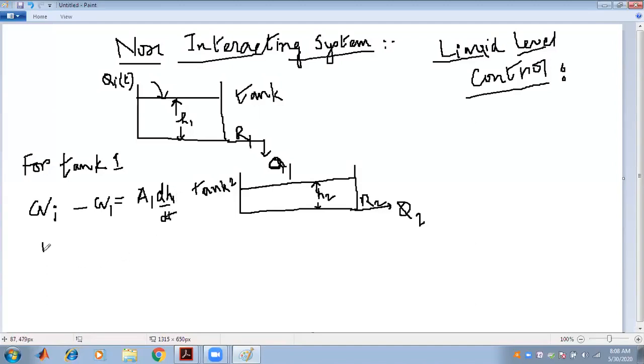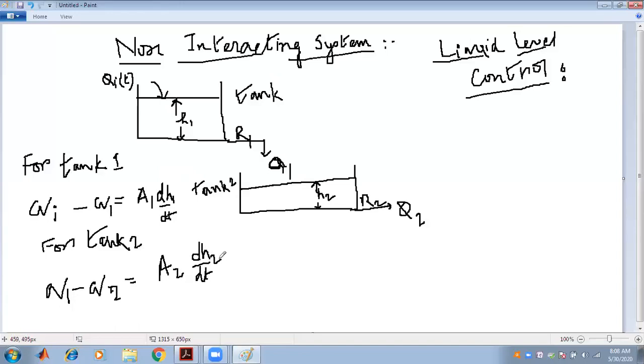tank 1. And for tank 2 it is written as Q1 is the inflow minus mass flow out, that is the Q2, equal to A2 into ddt of H2.